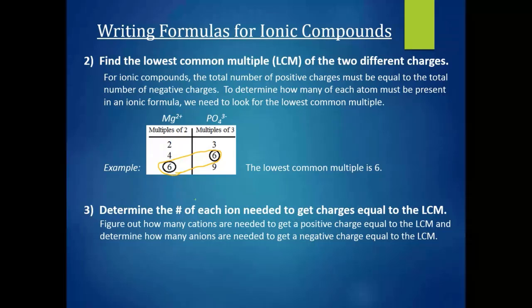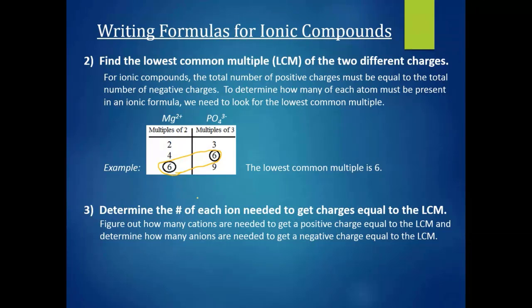Once you know that, you can determine how many of each ion is needed to get the total positive charge to equal the total negative charge. Because that's the basic principle. With any ionic compound, the total positive charge must equal the total negative charge.